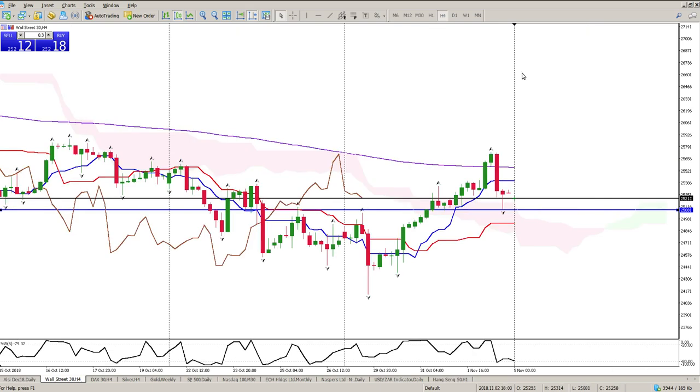The 4 hour, we did break through, we did have a crossover, and we are now testing the cloud. So again, the low of Friday at 25080 is definitely playing a role here. Now we do have some divergences here as well.